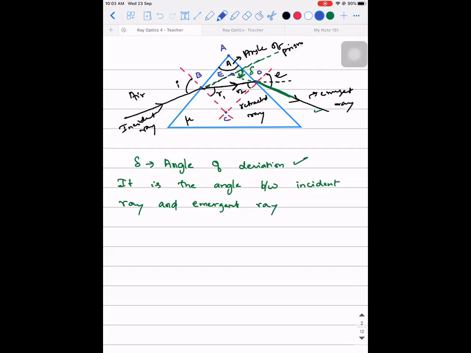There are how many angles? I, R1, R2, E, and A. Out of these 5 angles, what are all the angles that are under our control, which we can control by changing the experimental setup? I, you can definitely, that's right.